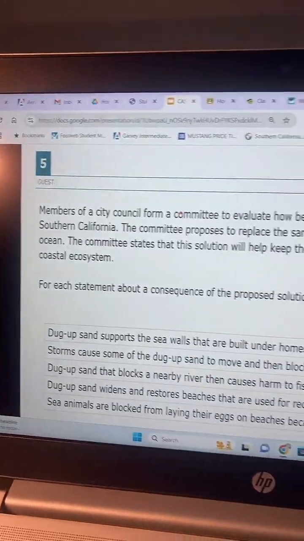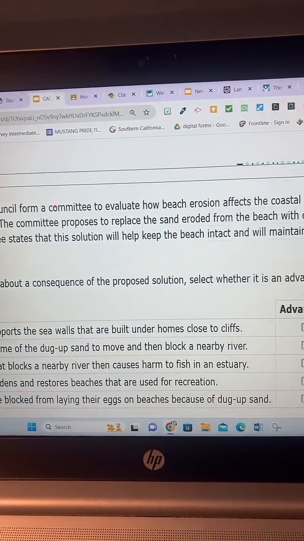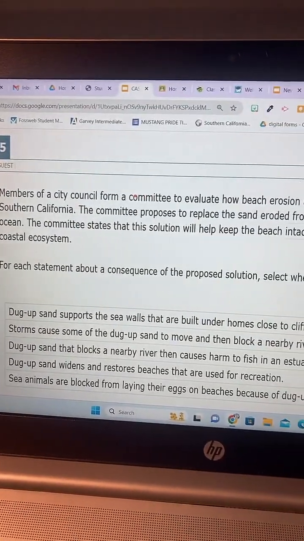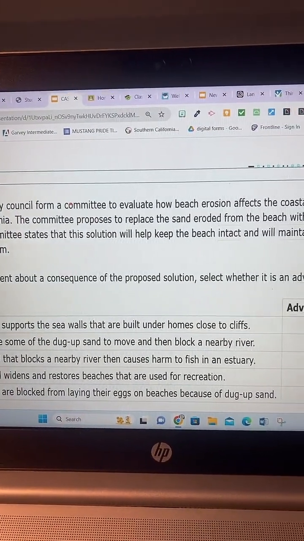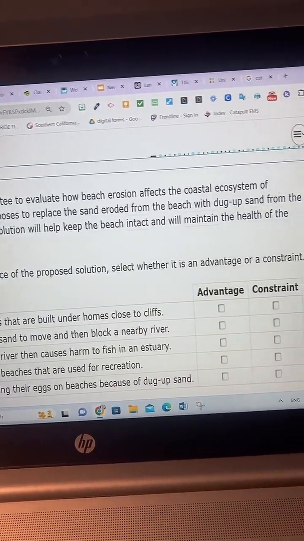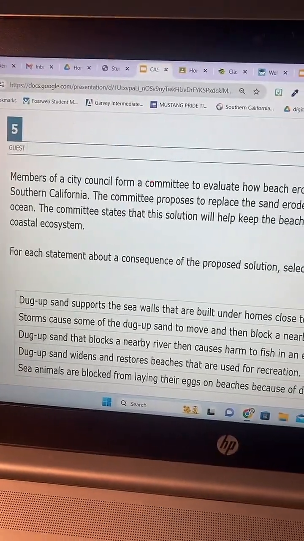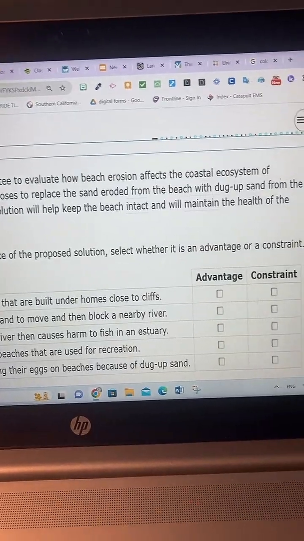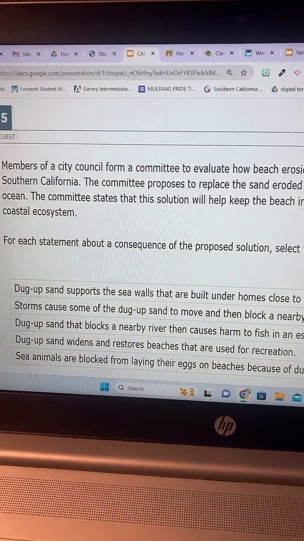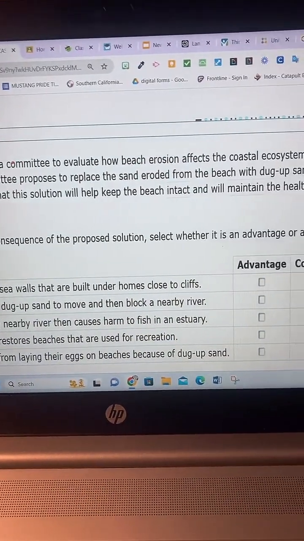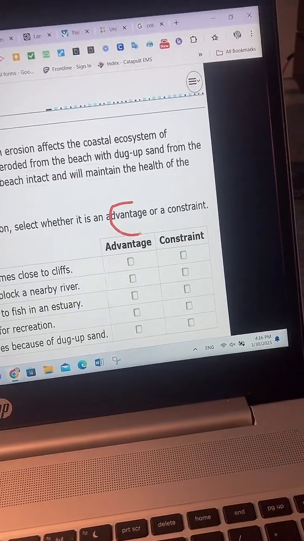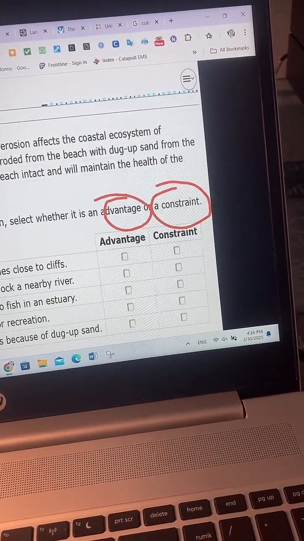Next question. Members of a city council form a committee to evaluate how beach erosion affects the coastal ecosystem of Southern California. The committee proposes to replace the sand eroded from the beach with dug-up sand from the ocean. The committee states that this solution will help keep the beach intact and will maintain the health of the coastal ecosystem. For each statement about the consequences of the proposed solution, select whether it is an advantage or a constraint. Focus on these 2 words.